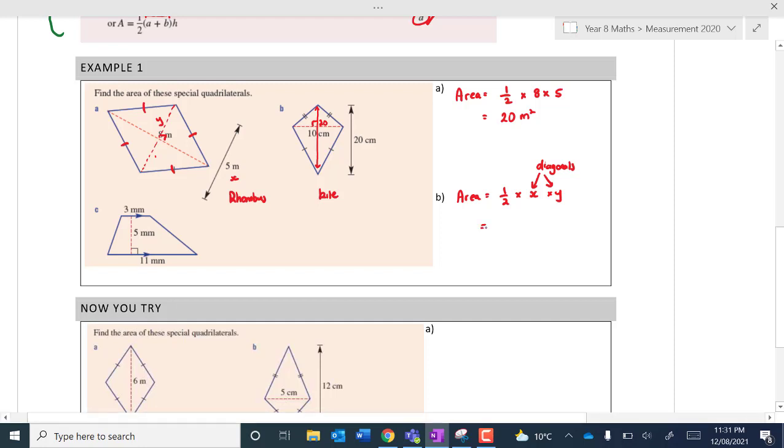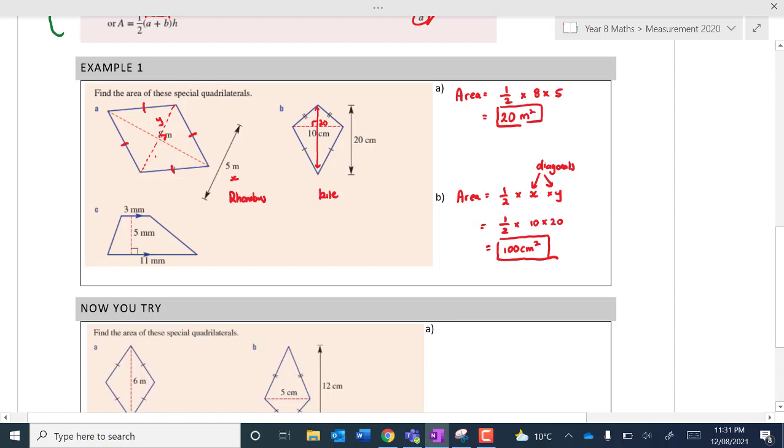So we've got everything we need to throw into the formula: half times 10 times 20. 10 times 20 is 200. Half of 200 is 100, and of course it's centimetres squared. Really important to show your units. Of course, it's not just 100. I want you to say it's 100 centimetres squared in this one, 20 metres squared in this one.